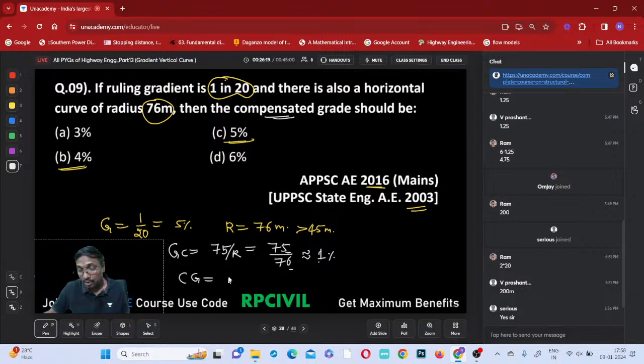Now tell me the compensated gradient. G minus GC, where the original gradient is 5% minus the grade compensation of 1%, equal to 4%. Now what is the answer? Option B will be the correct answer. Got it understood? Where did you make the mistake? Shall we move to the next question?